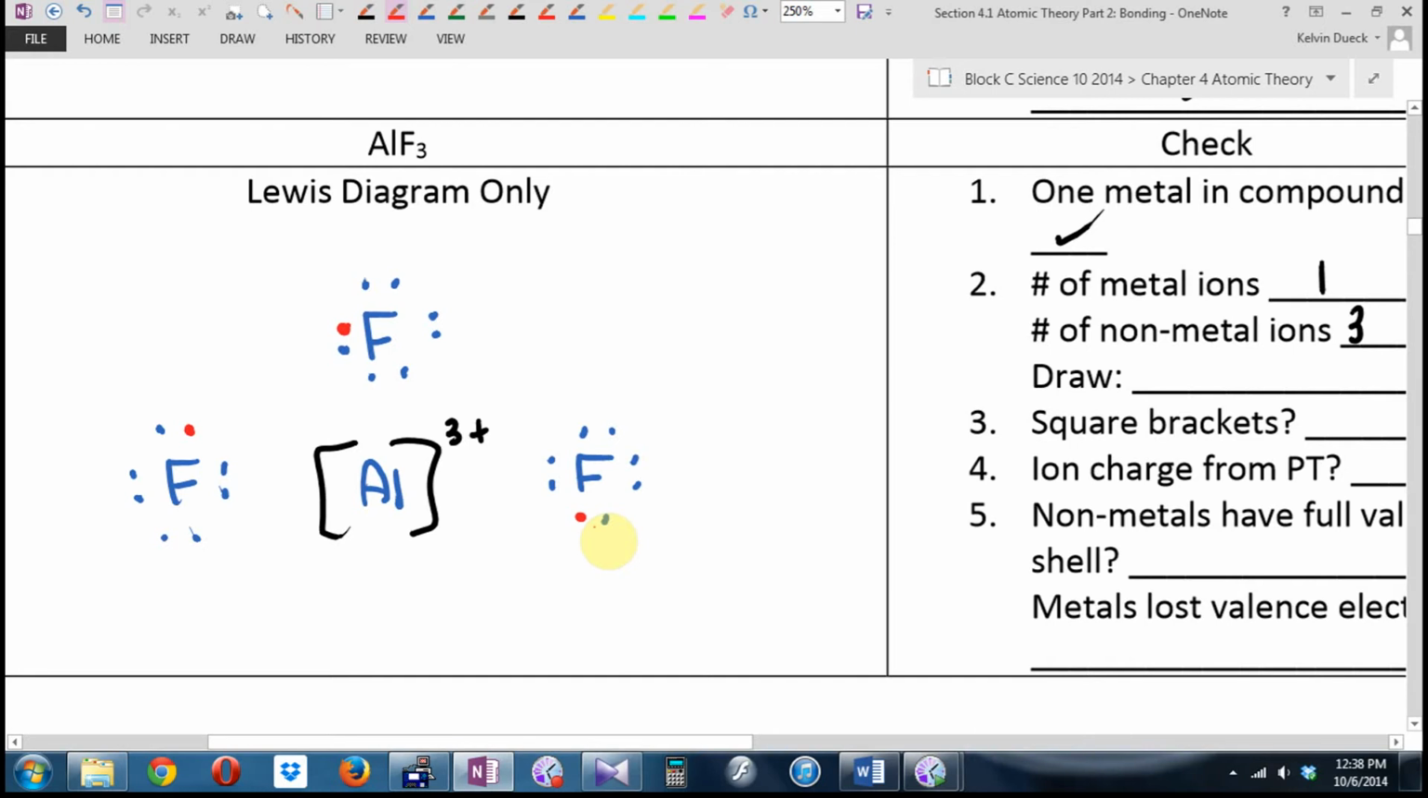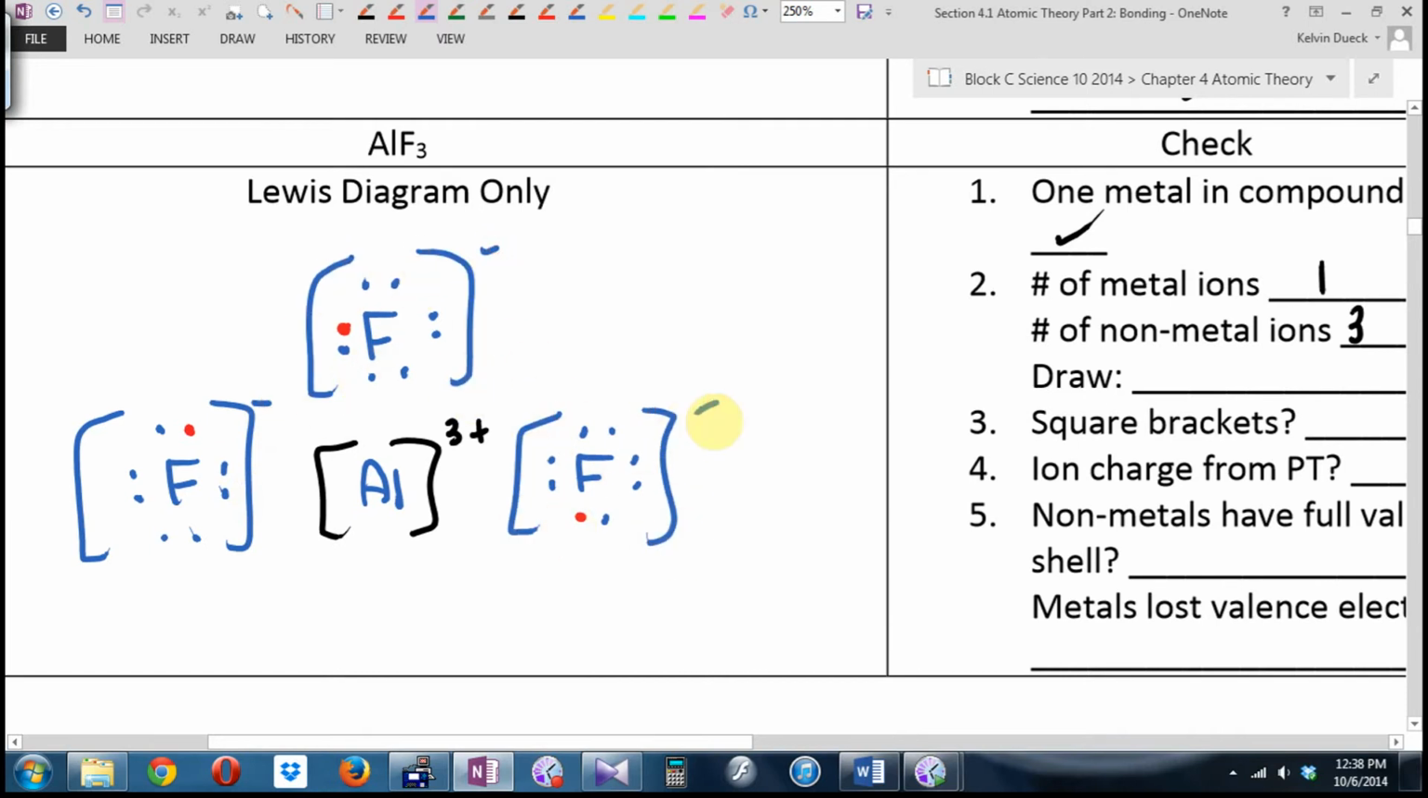Are these ions? Double check. Does everything add up to 0? This is stable. Have we got square brackets? Yes. Outer shells? Yes. I'm not going to fill out the checklist anymore. I'm just going to do it internally.